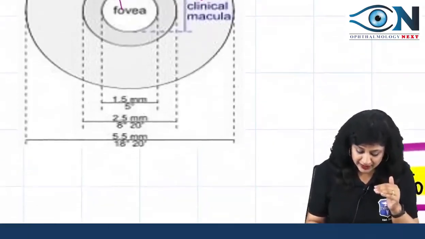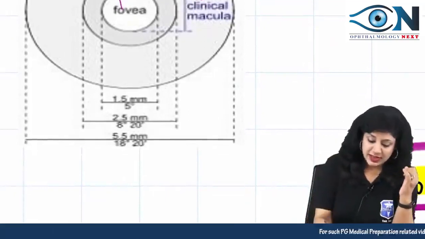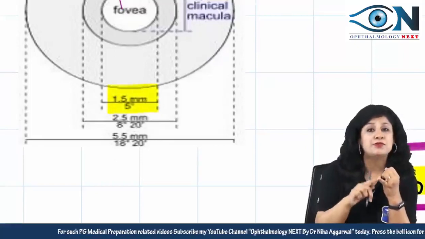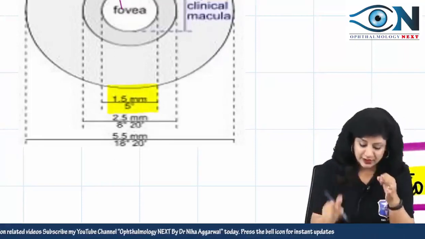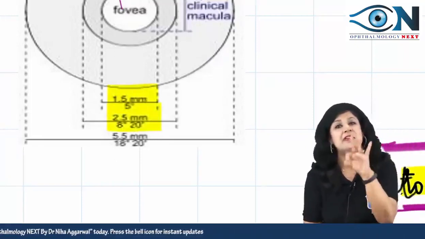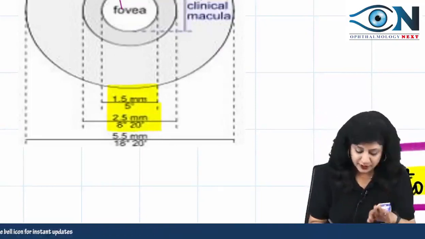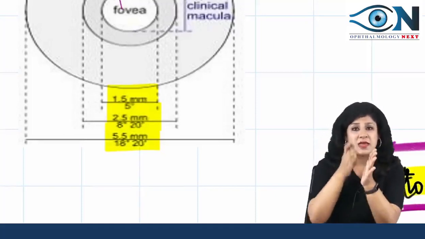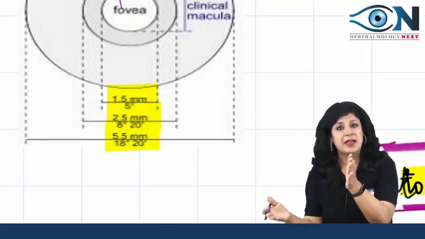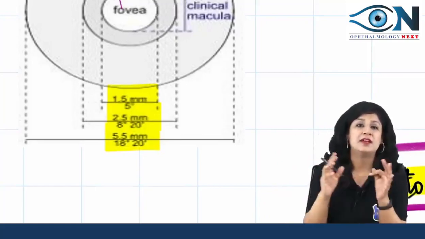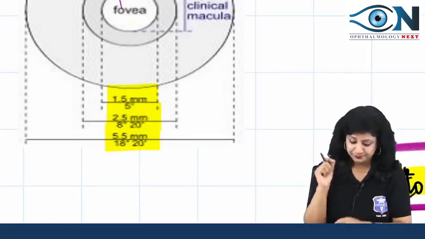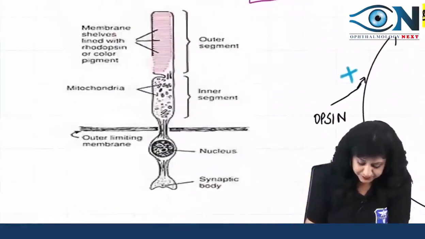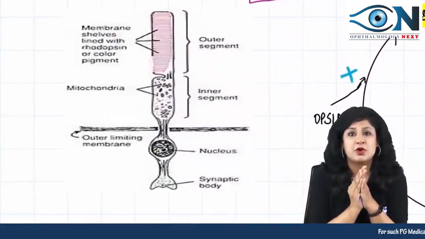Now, if you look diameter-wise, we have the fovea centralis, that is 1.5 mm, then you have parafoveal, that is 2.5 mm, and then we have the perifoveal, that is 5.5 mm. So you can remember it as parafoveal, perifoveal, and then macula: 1.5, 2.5 and 5.5 is your total macula. Alright. Now, we come to the different layers of the retina.